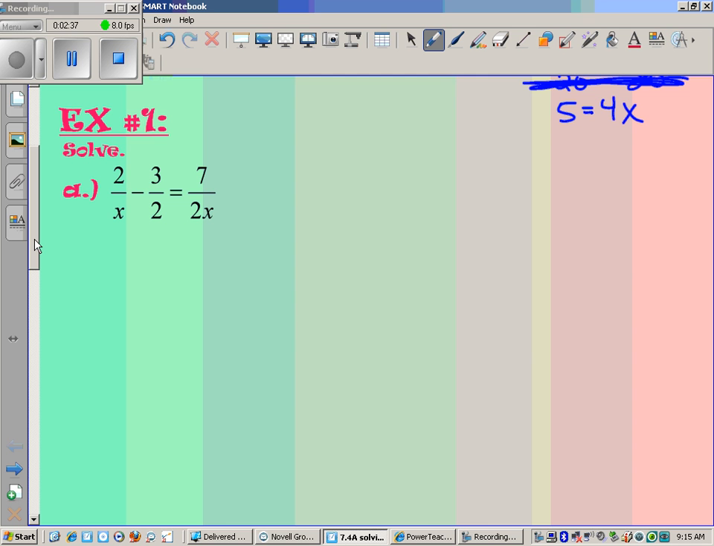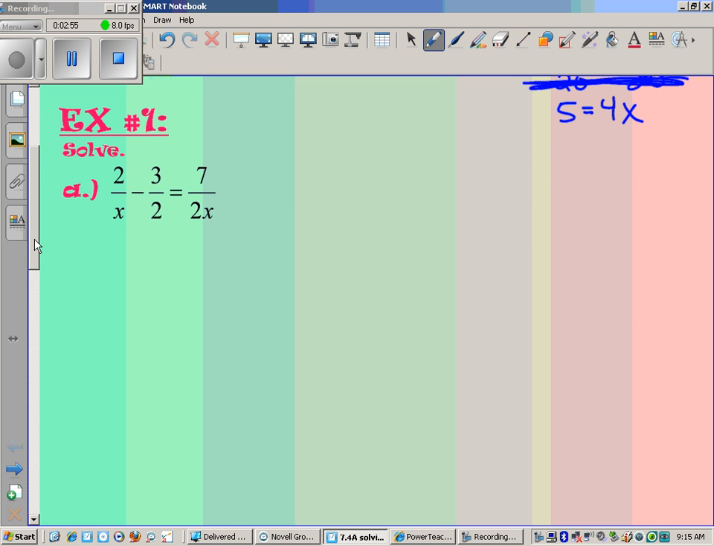All right, so I have example number 1. And they're asking me to solve now. Now I have equal signs in my problem. All the other ones we've done so far, 7.1 and 7.2, didn't have equal signs. We were just multiplying or dividing. We weren't solving. I want to figure out what x equals.